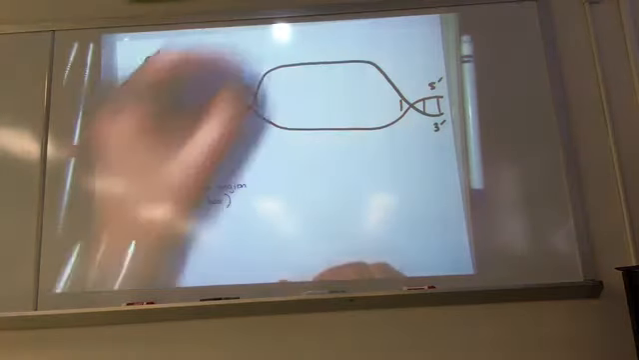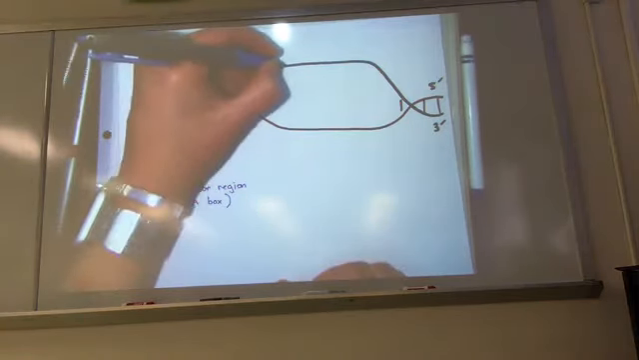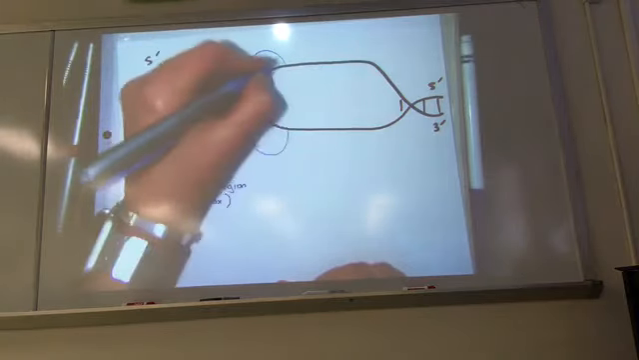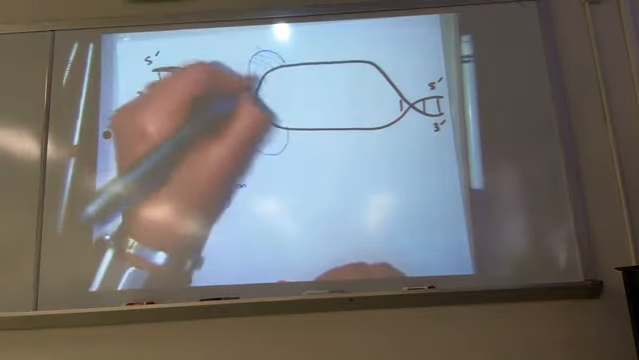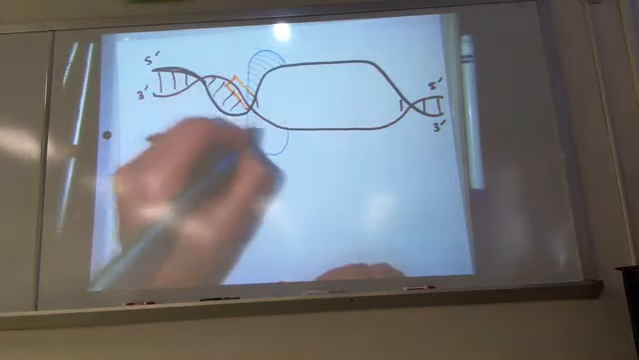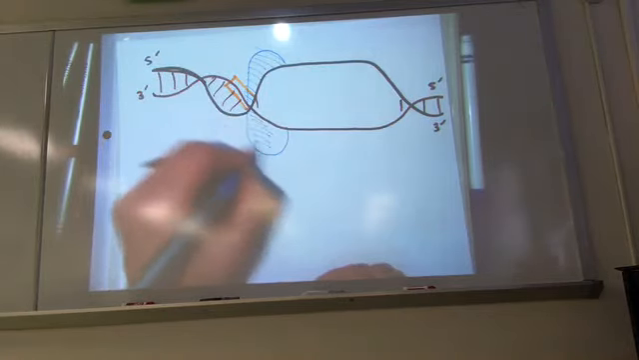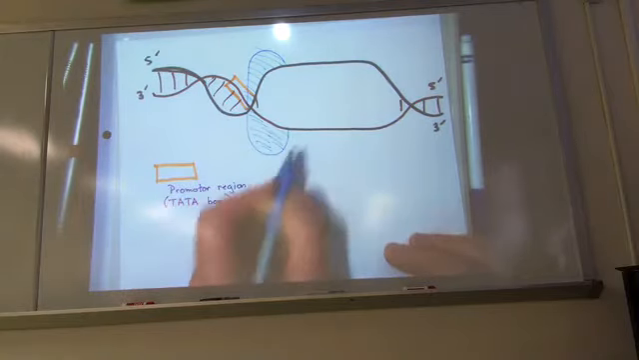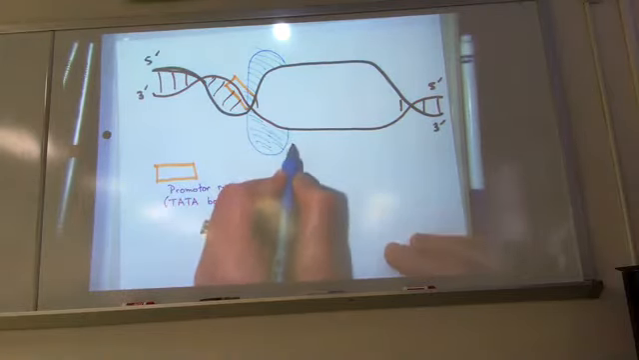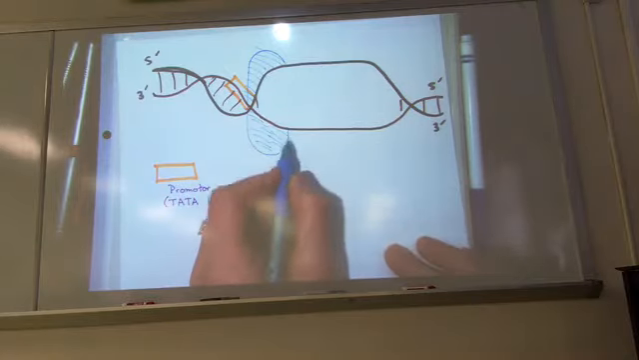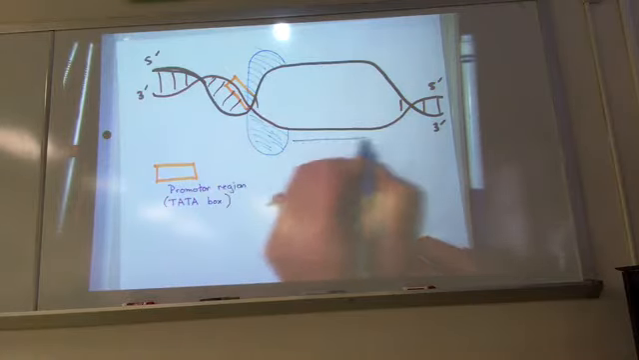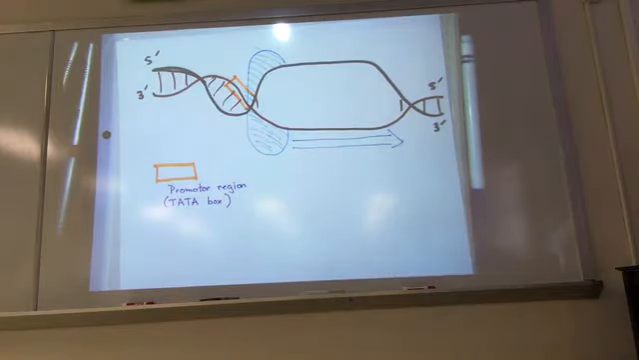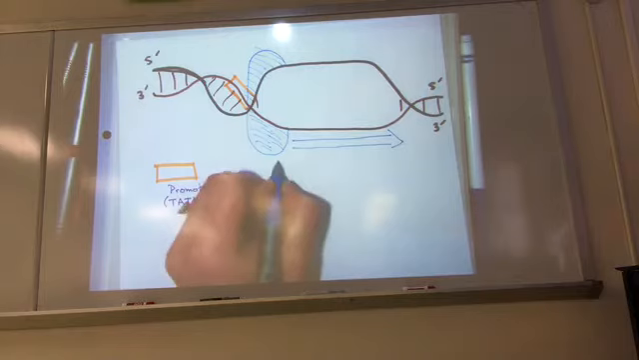So I'm going to draw my RNA polymerase. I'm going to shade that in a little bit as my RNA polymerase acting around this region here. And it's unzipping, unwinding, and it's moving from where the promoter region is, and it continues to move in this direction. And this is my RNA polymerase.